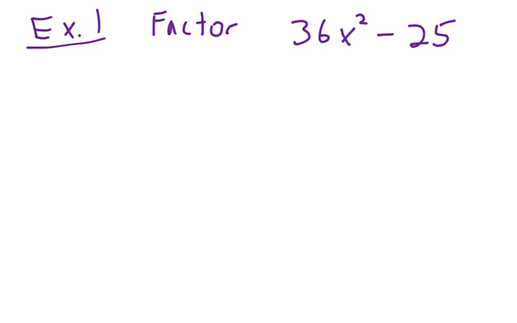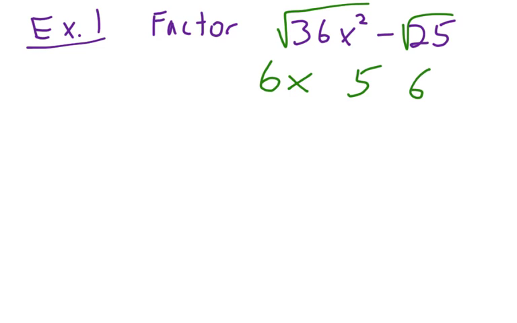Alright, so did you identify perfect squares with 36x squared minus 25? Sure, they're both perfect squares. So if we took the square root of the first term and the square root of the second term, the square root of the first term is 6x. And yes, x squared is a perfect square because x times x gives us x squared. And then the square root of 25 is 5. And then all we do is write them twice. And one of them gets a plus sign, the other one gets a minus sign.